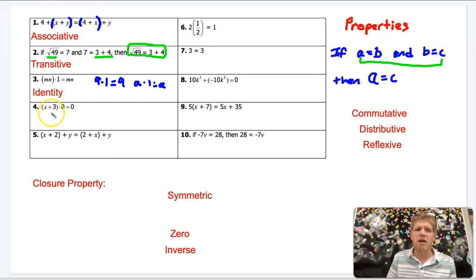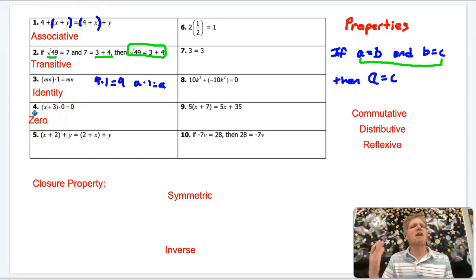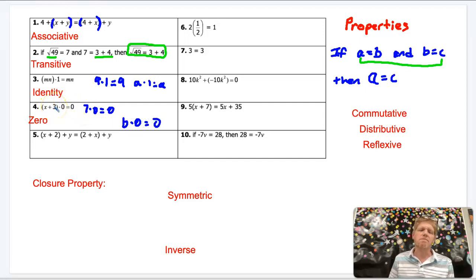The next one's fairly obvious too. This one is all about 0. It's called the 0 property. Notice that we're multiplying by 0 in this problem. We're taking the expression x plus 3, multiplying it by 0, and getting 0. The 0 property says, guess what? Anytime you multiply something by 0, you get 0. Whether it's 7 times 0, it's going to be 0, or b times 0, it's going to be 0, or x plus 3 times 0, the 0 property.